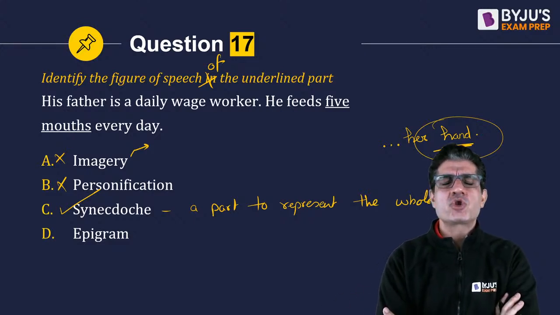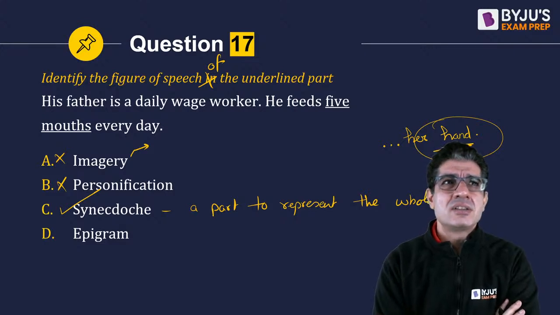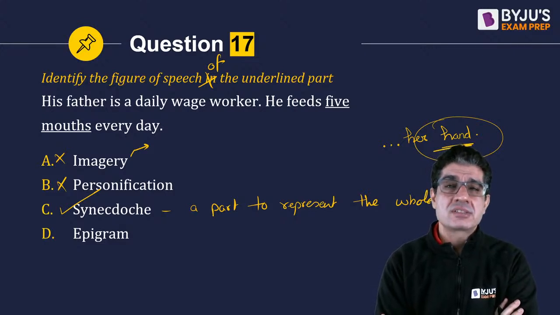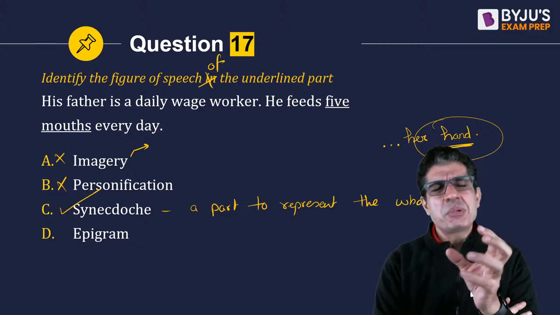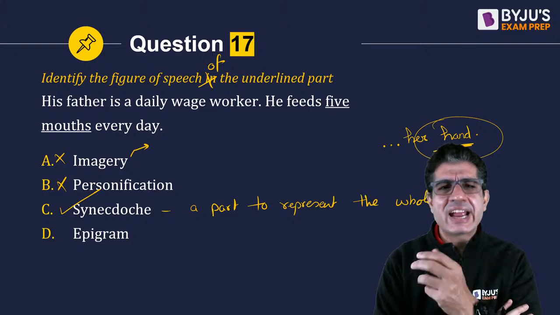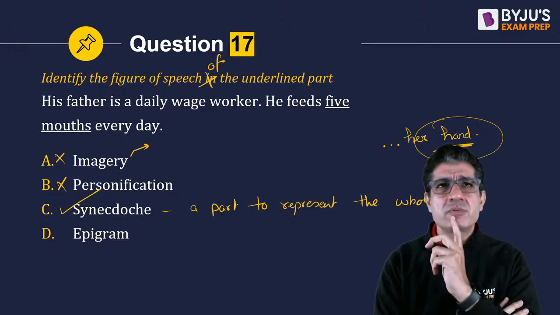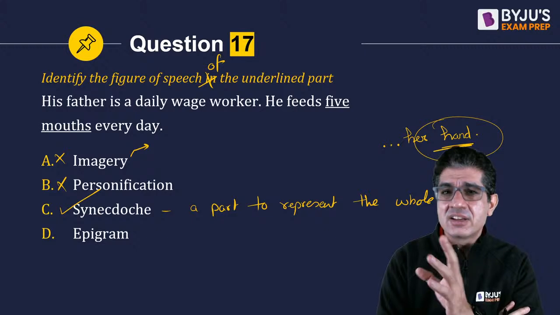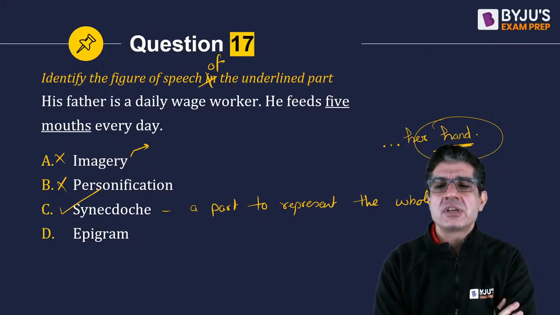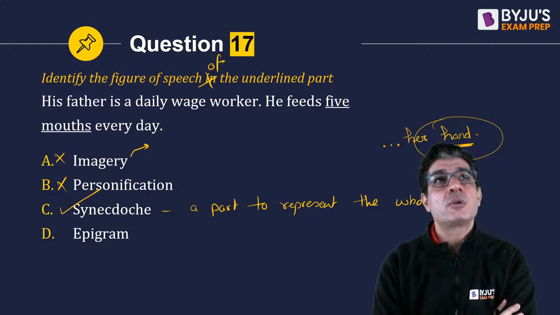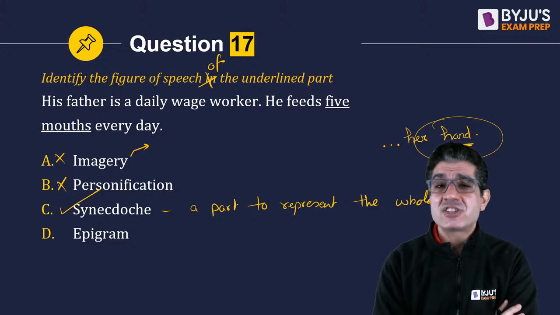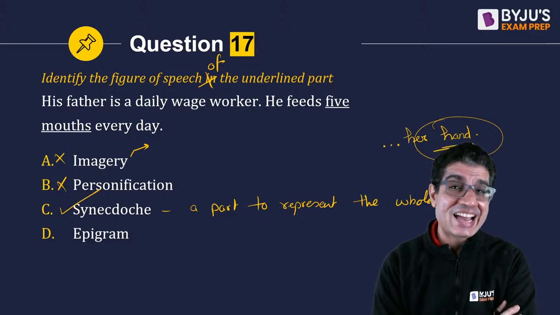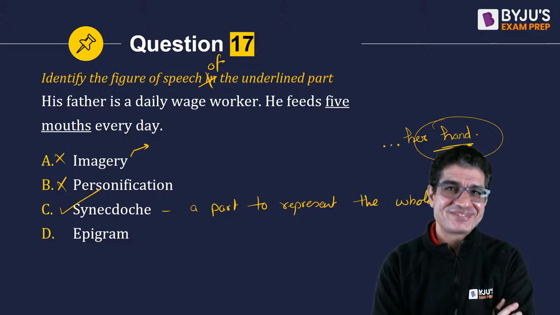Epigram is a short, witty, humorous quote. They typically include a twist at the end, a short quote attributed to a person, which also happens to have a twist at the end. We generally call those epigrams. For example, there is this very famous quote by Albert Einstein. It says the difference between genius and stupidity is that genius has its limits. That's an epigram.